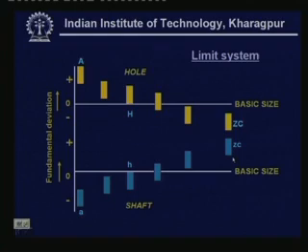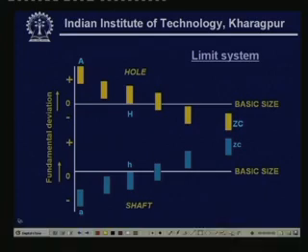Now, this is the idea. If you just look at the board, you can see we have drawn a schematic view of another system, what is called the limit system. What is a limit system? It means the tolerances or the fundamental deviations from the basic size. The limit system goes in this way.